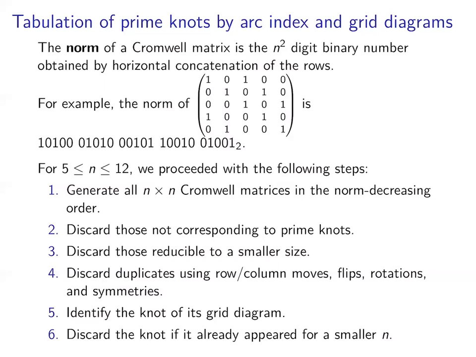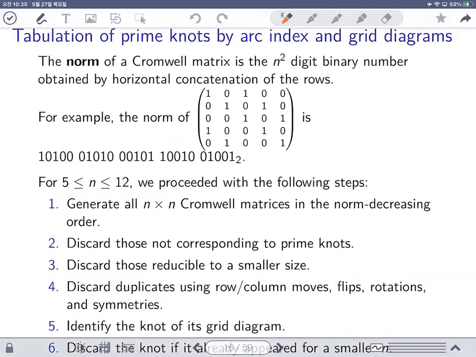And then we discard those corresponding to non-prime knots. In some cases, if we join them, we may have such diagrams. This means this is a union of 2 closed curves. So this is not a knot.